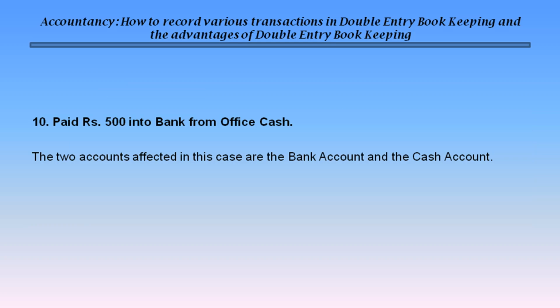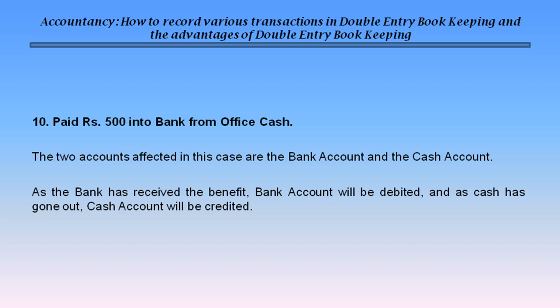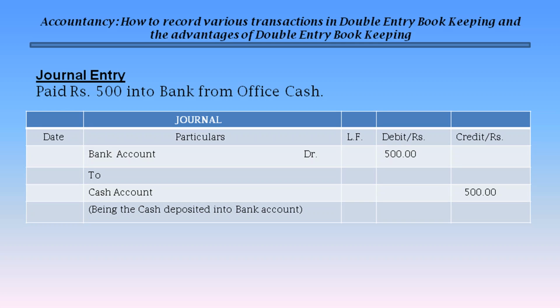Paid rupees 500 into bank from office cash. The two accounts affected in this case are the bank account and the cash account. As the bank has received the benefit, bank account will be debited, and as cash has gone out, cash account will be credited. Journal entry for paid rupees 500 into bank from office cash is bank account debit 500 rupees to cash account credit 500 rupees. The narration being the cash deposited into bank account.